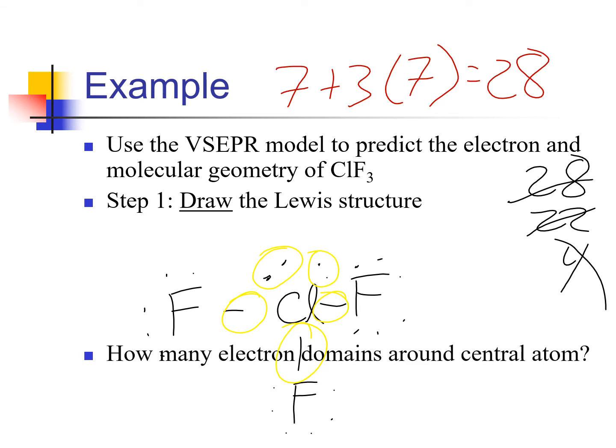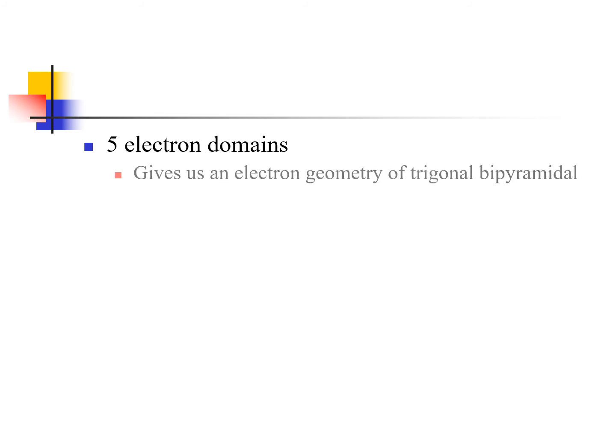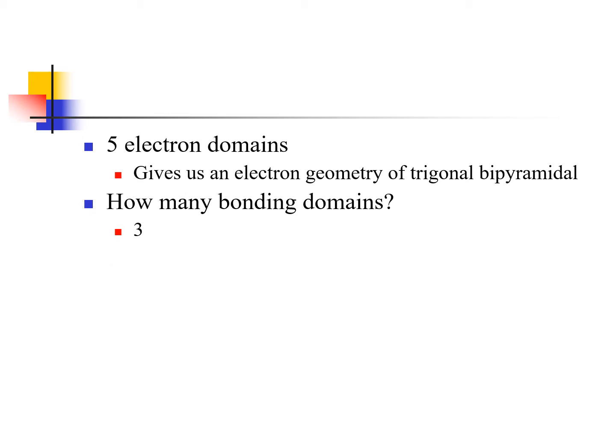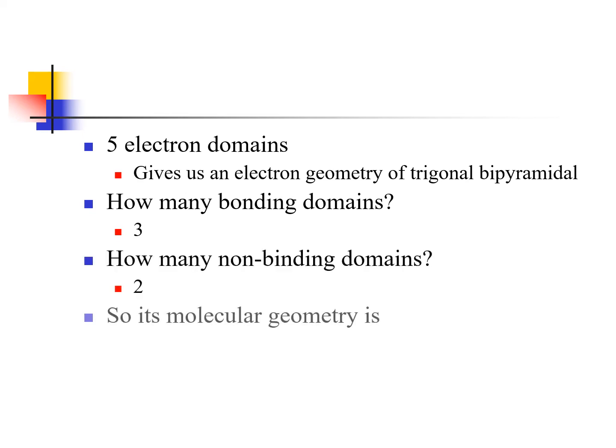Anyways, so I've done that. How many electron domains? There was 5. 5 electron domains, trigonal bipyramidal, just like I said. How many were bonding domains? 3 of them were bonding, 2 non-bonding. So that means its molecular geometry, checking that chart, would be T-shaped. Again, if 1 were bonding, anyway, you saw that. Would be called T-shaped.